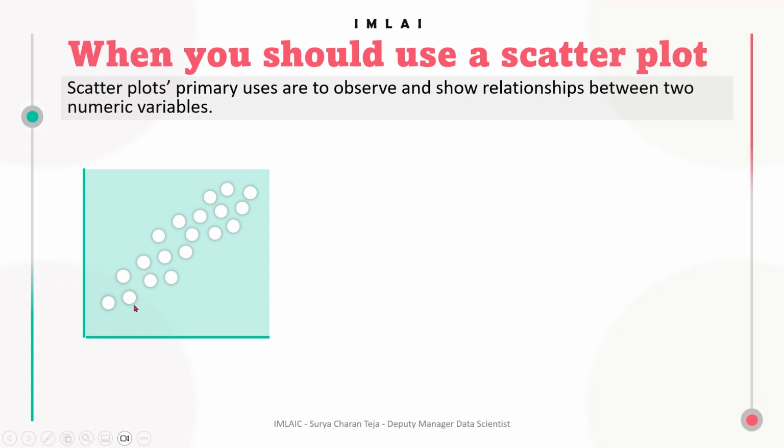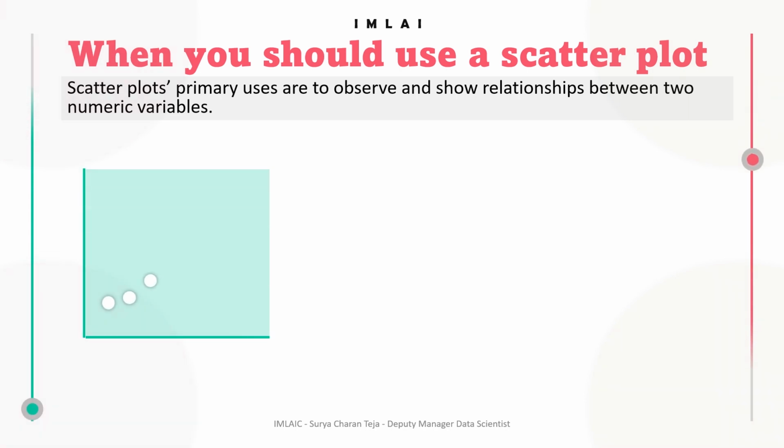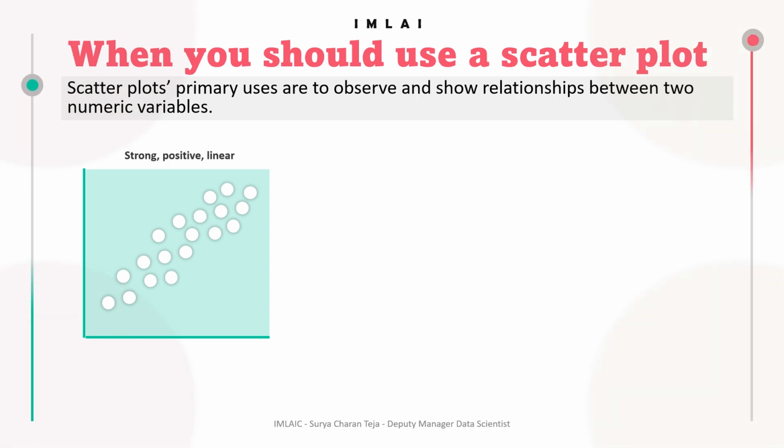So now the first type of scatter plot representation that you can see on the screen. They're positively correlated, they're tightly packed, and they're linear. Hence we call this relation strong, positive, linear.